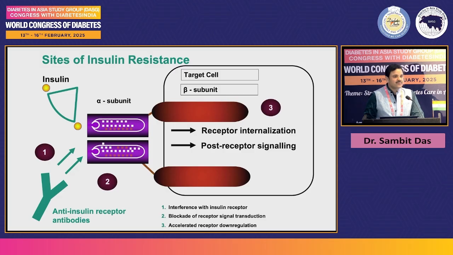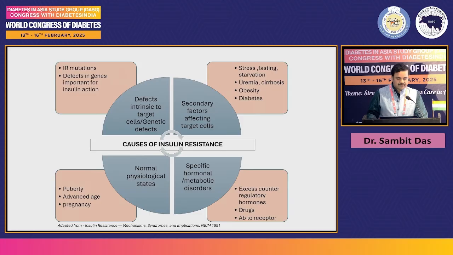And these are the sites of insulin resistance. You can see the insulin binds to the alpha subunits, then it activates the beta subunits, and there are receptor internalization and post receptor signaling. So at each step there might be insulin resistance. For example, insulin binding can be defective because of anti-insulin receptor antibodies, which are one of the causes of insulin resistance. Then it can be at the alpha subunit or the beta subunit, and the third part is receptor internalization or a post receptor signaling defect. So all these pathways can lead to insulin resistance.